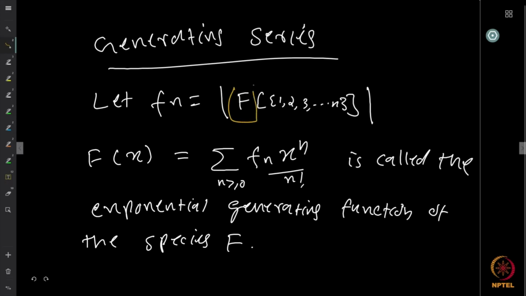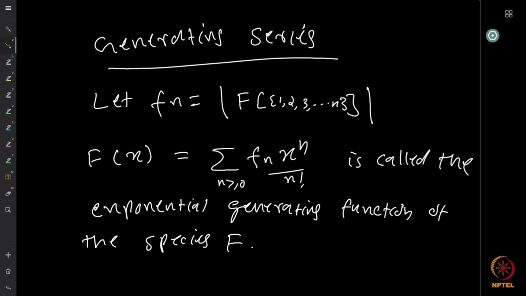Given a species f, we mentioned that the cardinality of f of u for any finite set u only depends on the cardinality of u, right? So therefore, I can just talk about a fixed set 1, 2, 3, etc., n as an n element set. So if I am talking about all the n element sets, then the cardinality of f of u for any n element set u is actually equal to the cardinality of f of set 1 to n, right? Because that is also another n element set. And this cardinality, the number of structures of type f on an n element set, is denoted by fn, small fn.